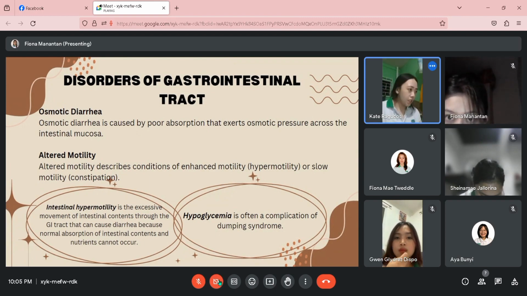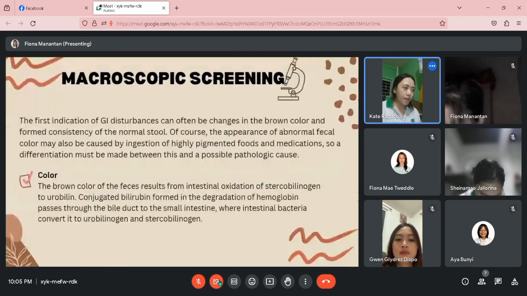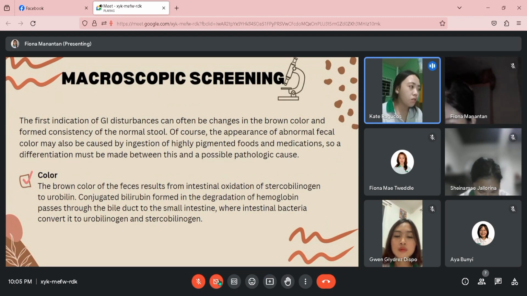Next, macroscopic screening. The first indication of GI disturbances can often be changes in the brown color and formed consistency of the normal stool. Of course, the appearance of abnormal fecal color may also be caused by ingestion of highly pigmented foods and medications. So a differentiation must be made between these and a possible pathologic cause.